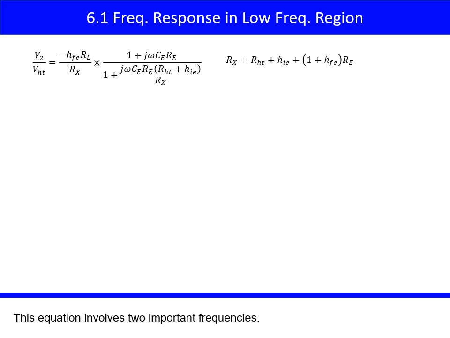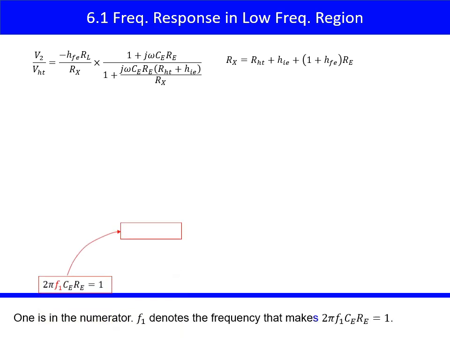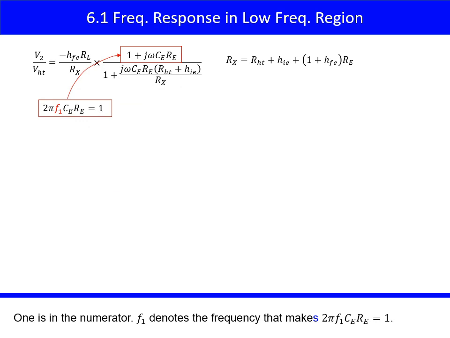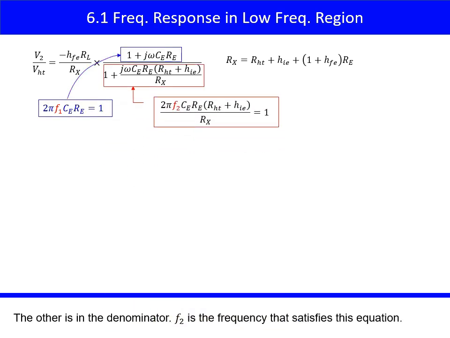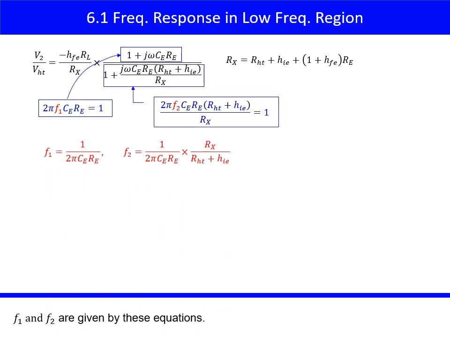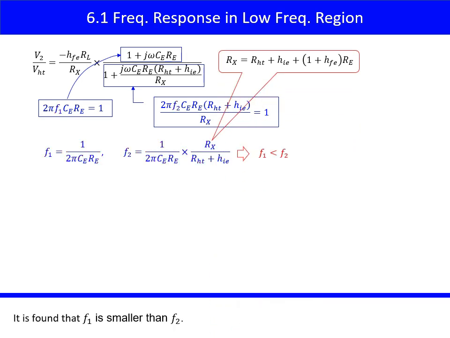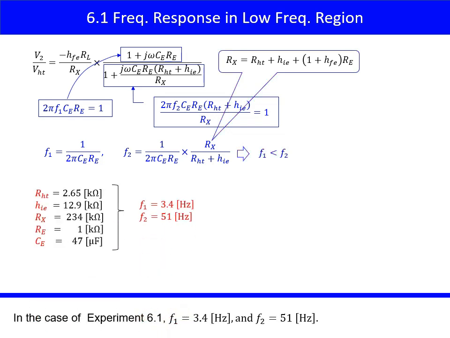This equation involves two important frequencies. One is in the numerator. F1 denotes the frequency that makes 2 pi F1 CERE equals 1. The other is in the denominator. F2 is the frequency that satisfies this equation. F1 and F2 are given by these equations. It is found that F1 is smaller than F2. In the case of experiment 6.1, F1 was 3.4 Hz, and F2 was 51 Hz.